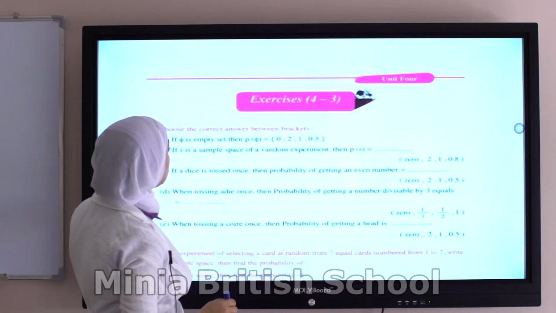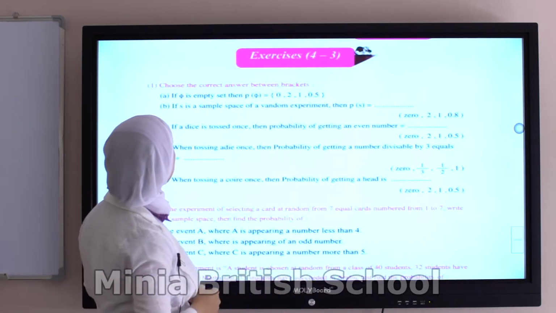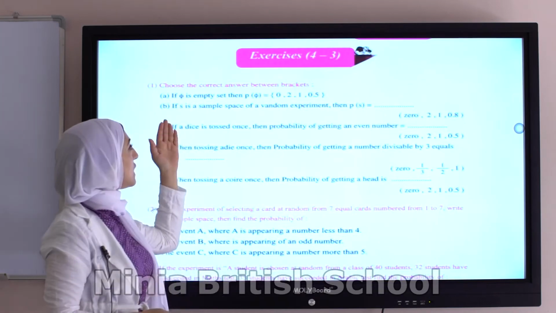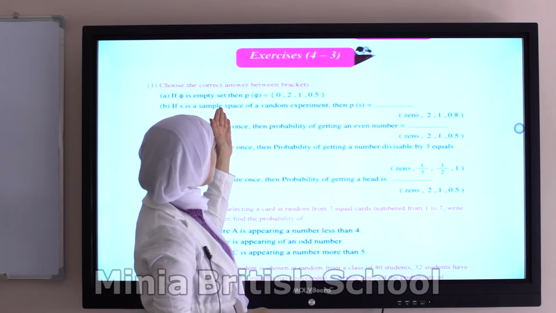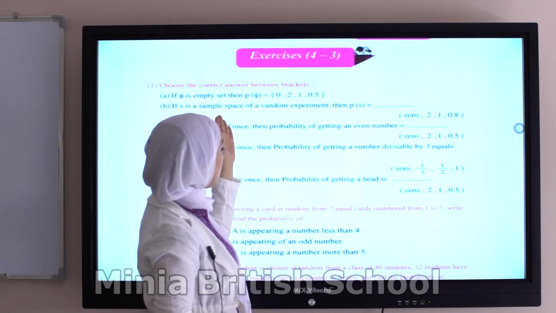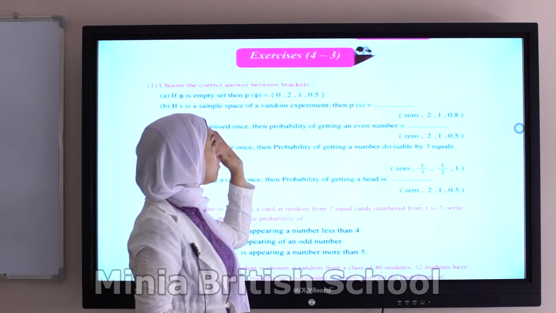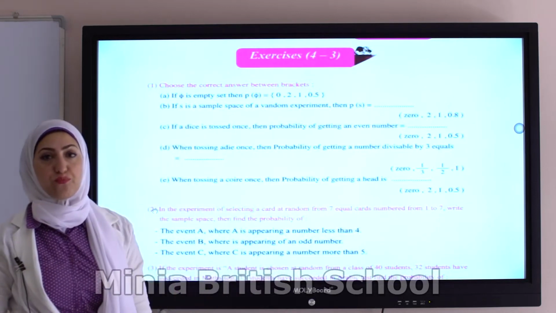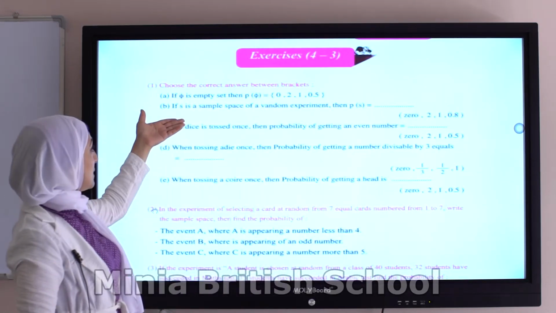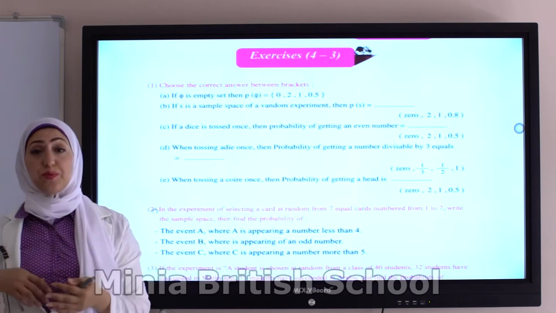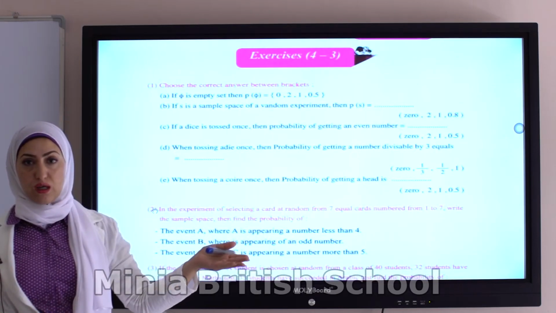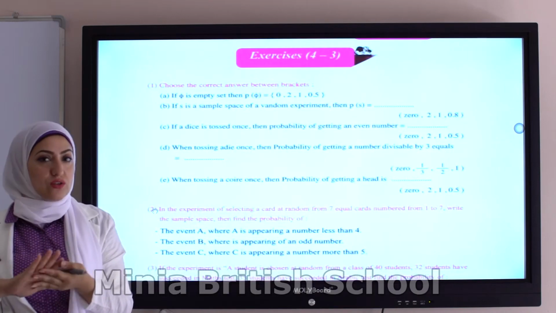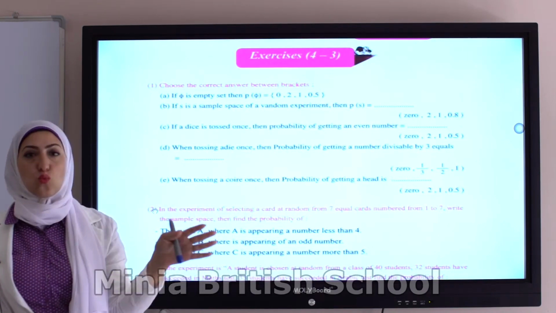choose the correct answer between brackets. If phi is the empty set, then the probability of getting phi equals 0, 2, 1, or half. The set is empty, so the probability of getting phi equals, of course, 1. Okay, no other outcomes, so it's 1.